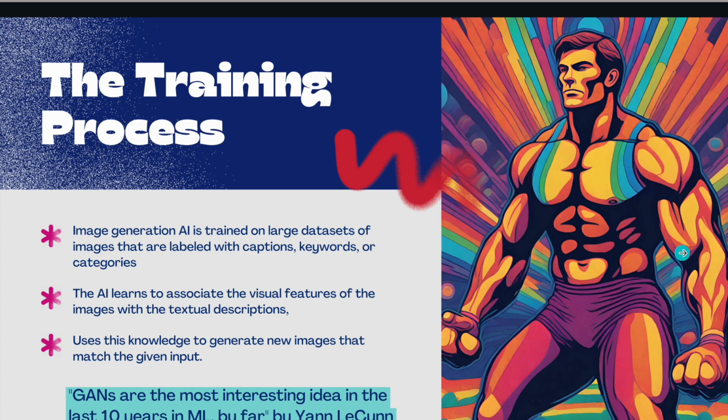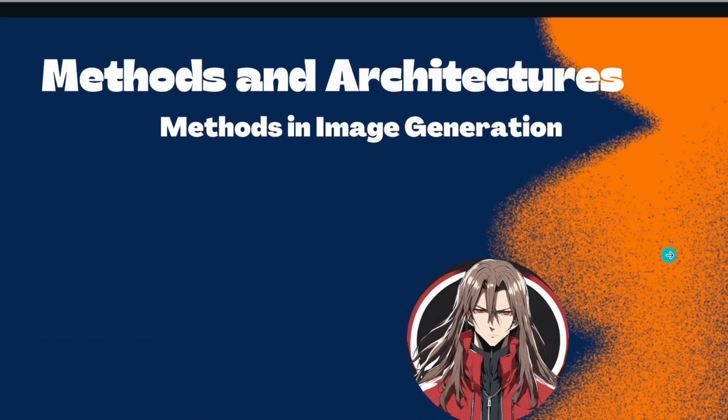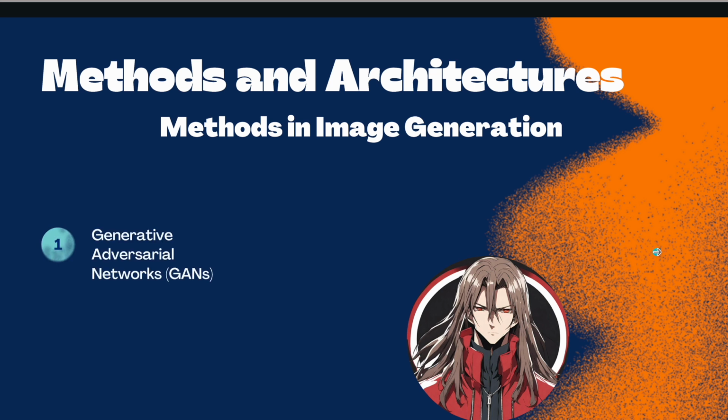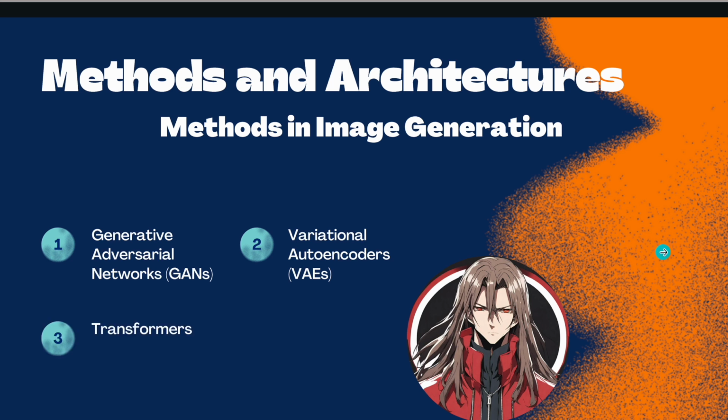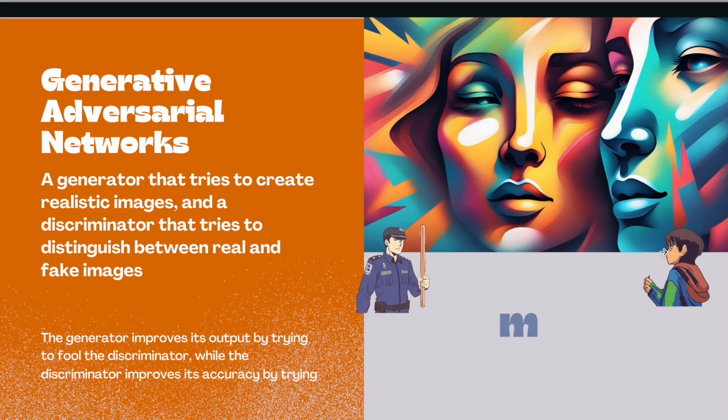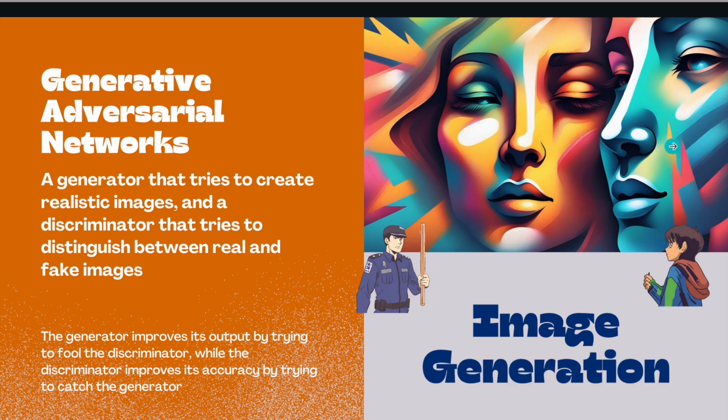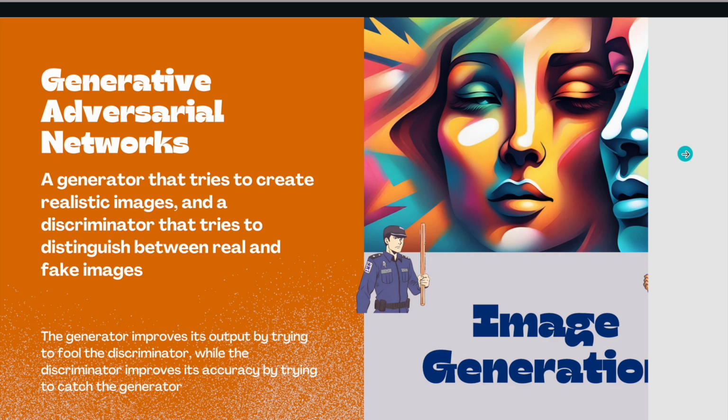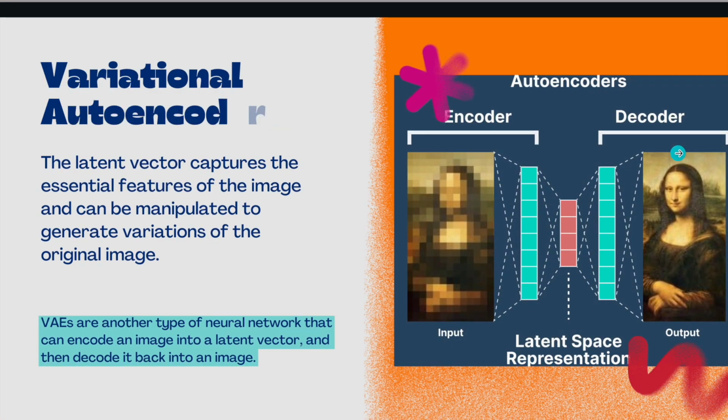There are different methods and architectures for image generation AI, such as generative adversarial networks, GANs, variational autoencoders, VAEs, and transformers. GANs consist of two competing neural networks, a generator that tries to create realistic images, and a discriminator that tries to distinguish between real and fake images. The generator improves its output by trying to fool the discriminator, while the discriminator improves its accuracy by trying to catch the generator.